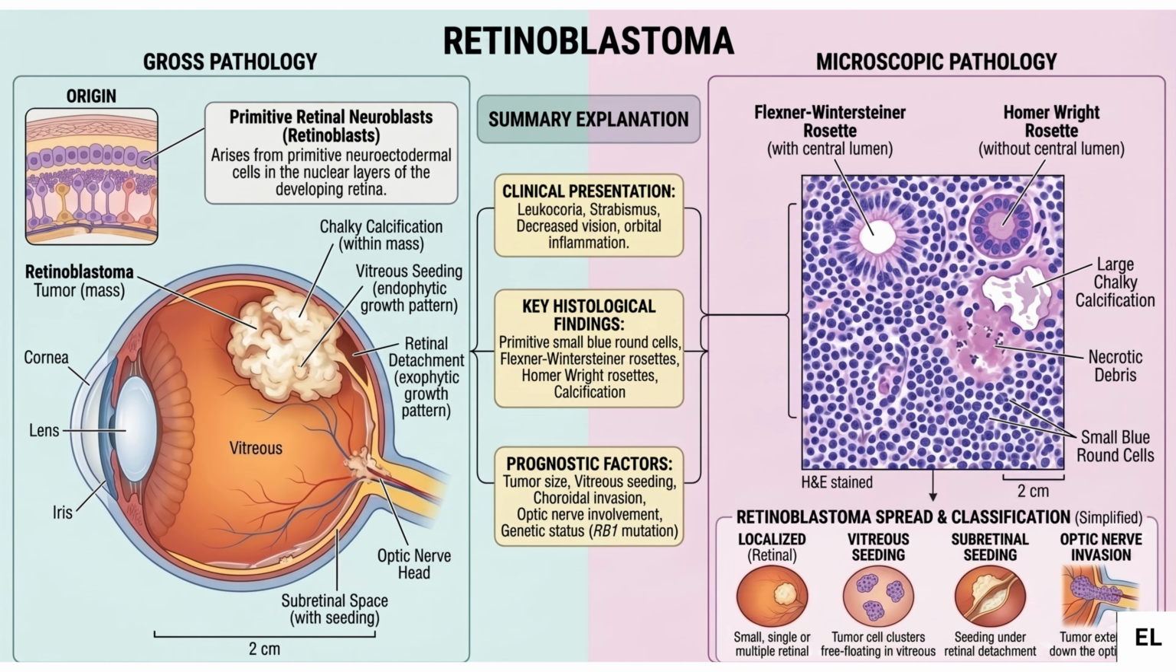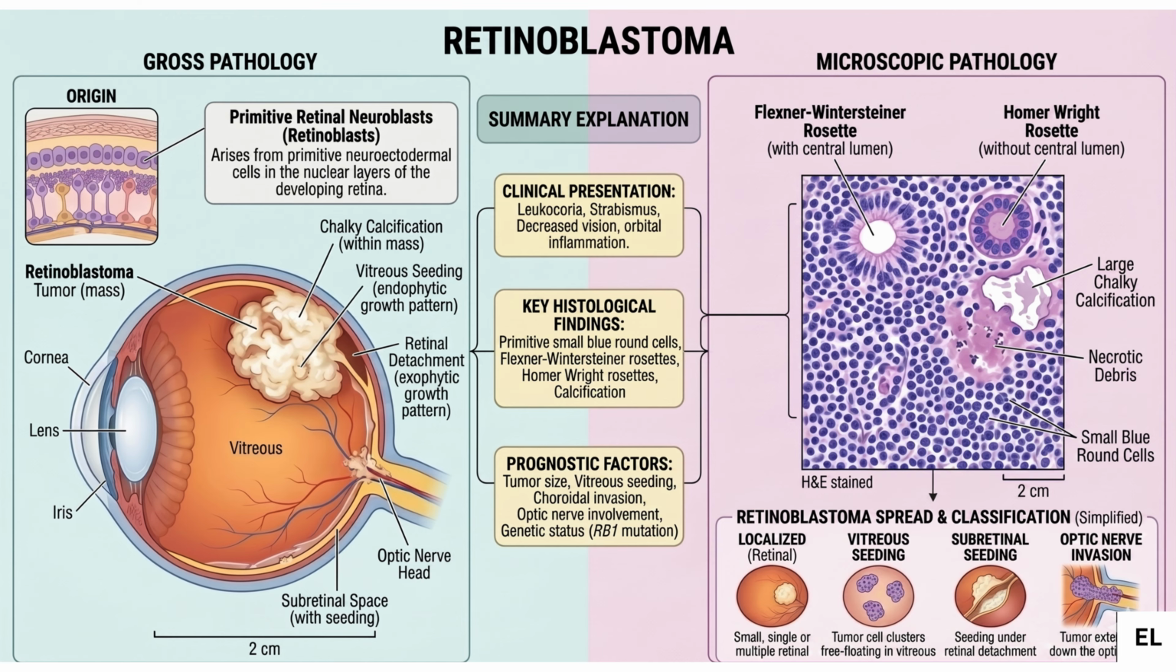This image beautifully summarizes the gross pathology, microscopic pathology, clinical presentation, and prognostic features of retinoblastoma, making it an excellent pathology review. Let us begin with the origin of the tumor. Retinoblastoma develops from primitive retinal neuroblasts, also called retinoblasts, which are immature neuroectodermal cells present in the developing retina. Normally, these cells mature into the specialized structures responsible for vision. However, when mutations occur in the RB1 gene, uncontrolled cellular proliferation develops, resulting in the formation of a malignant retinal tumor.